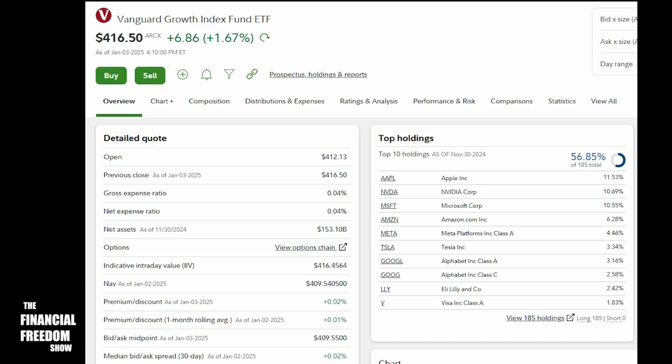Both SCHD and VUG can play complementary roles in a diversified portfolio. SCHD can serve as the anchor for income generation and risk reduction, while VUG can add exposure to high growth sectors, balancing the portfolio's risk-reward profile. A balanced approach could involve allocating a portion of the portfolio to both ETFs, depending on the individual's financial goals, risk tolerance, and time horizon. For example, a 60-40 split between VUG and SCHD might suit an investor seeking growth while maintaining some income and stability.